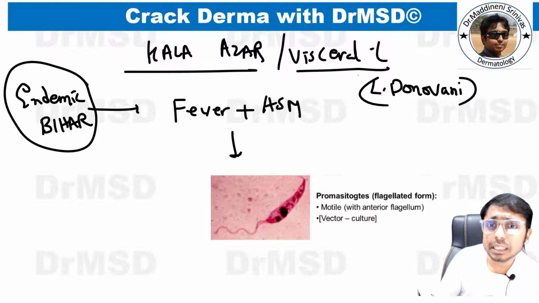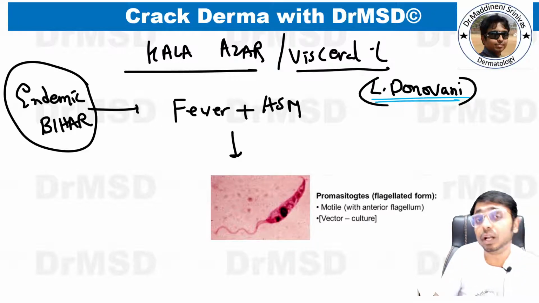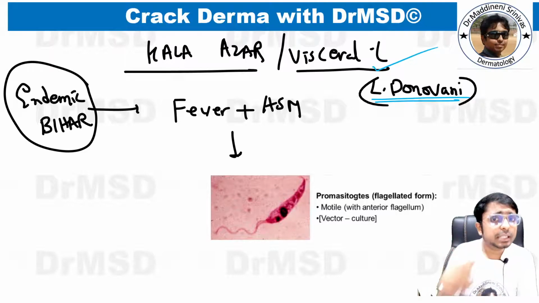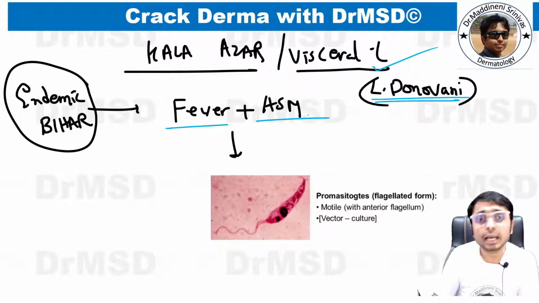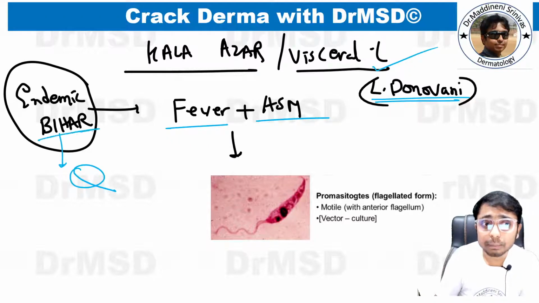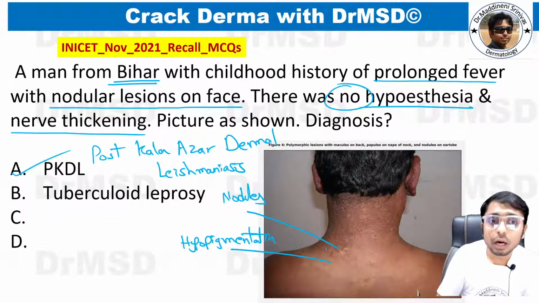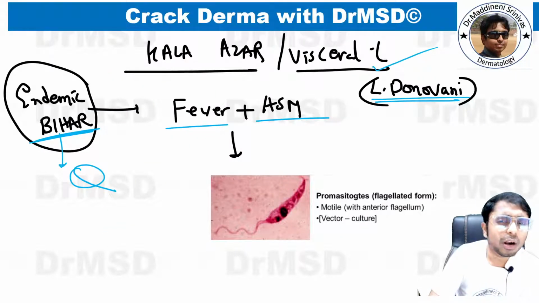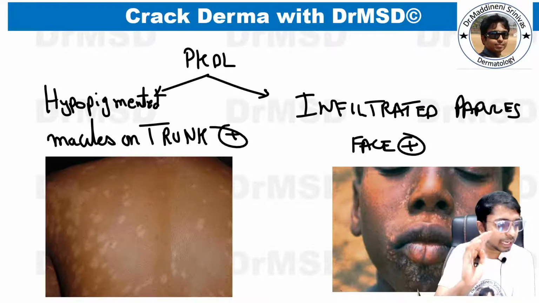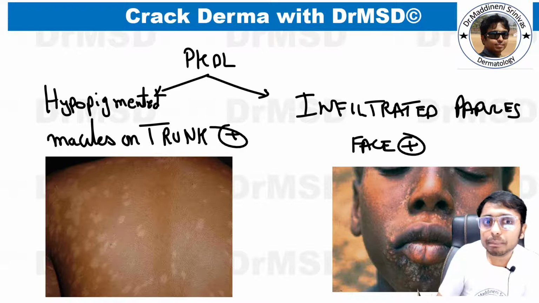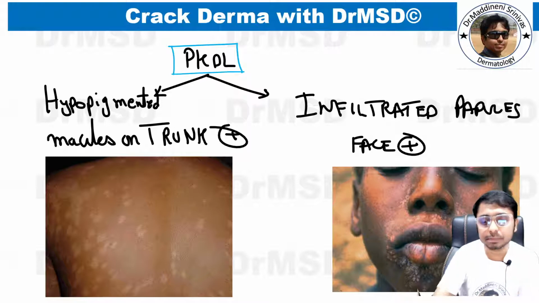Just remember that Leishmania donovani is going to produce Kala Azar, which is also called visceral leishmaniasis, which will manifest as fever and hepatosplenomegaly. This condition is very rampant and common in Bihar. The word Bihar is also given in the question, as students who wrote this INICET exam have told me. If this condition is not treated properly when the patient gets Leishmania donovani, it can manifest in the form of post-Kala Azar dermal leishmaniasis later on.